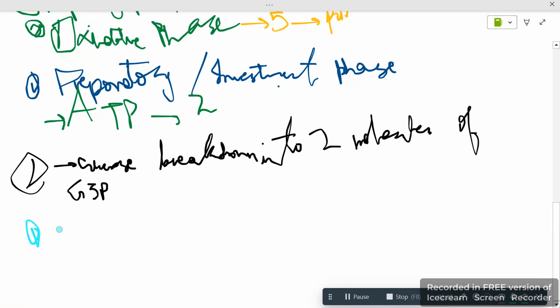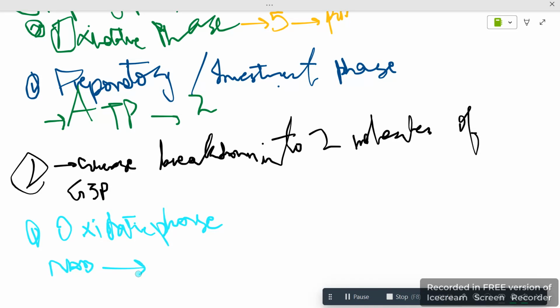A little overview. This is the oxidative phase. This does not have any other name. We can also call this the product phase, or the phase by which we get the product. This is the oxidative phase. In this phase, NADP would be used, or not used, but NADP will take electrons and make NADPH.